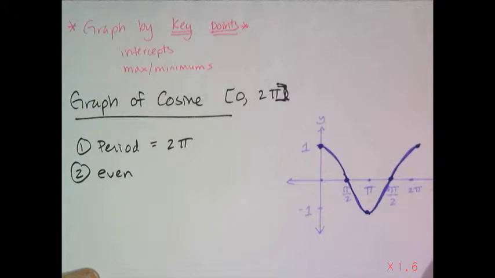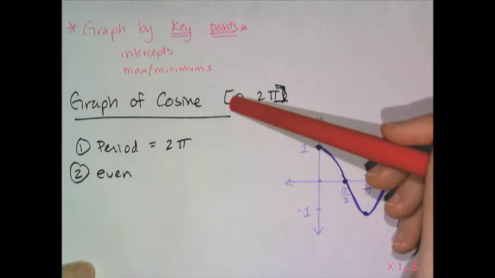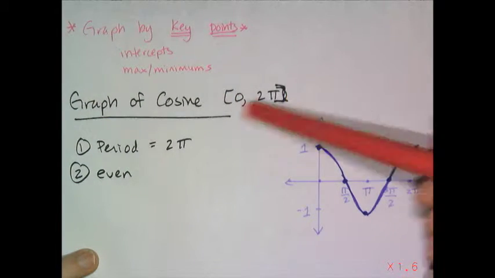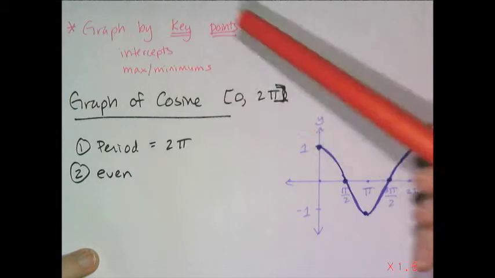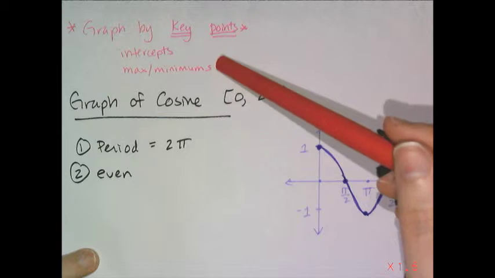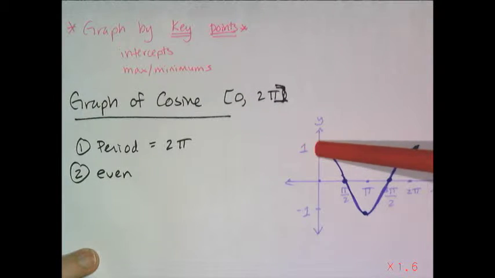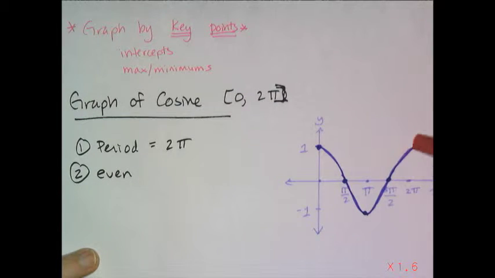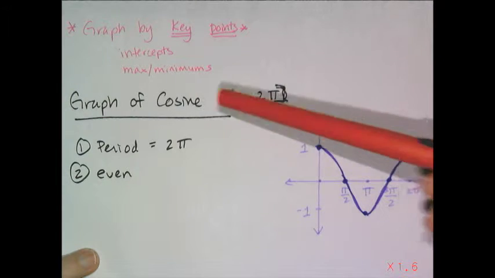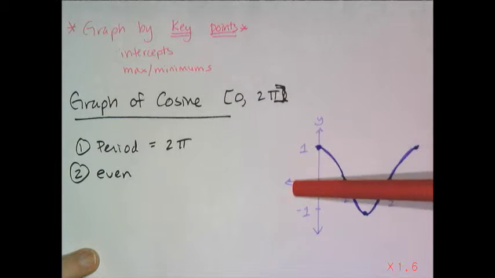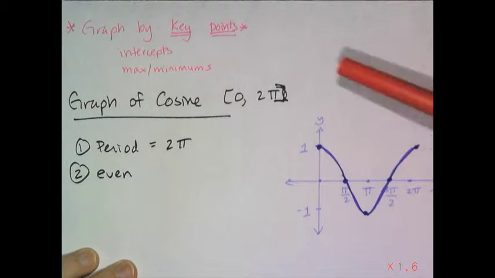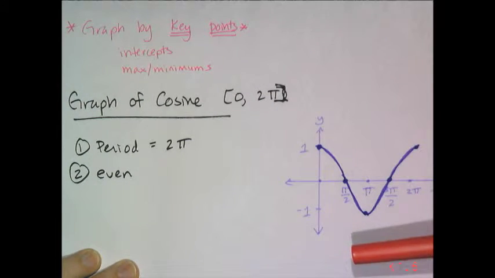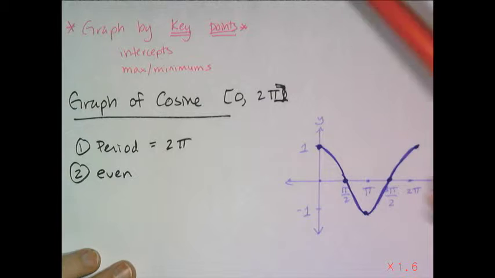Now if I look at the graph of cosine from the interval 0 to 2 pi, because remember that's the period, it's an even function, and this graph, using once again intercepts and max and mins, starts up here at 1, goes down, and then comes back up. And since it's symmetric about the y-axis, it's going to go back down and mirror along this other side.